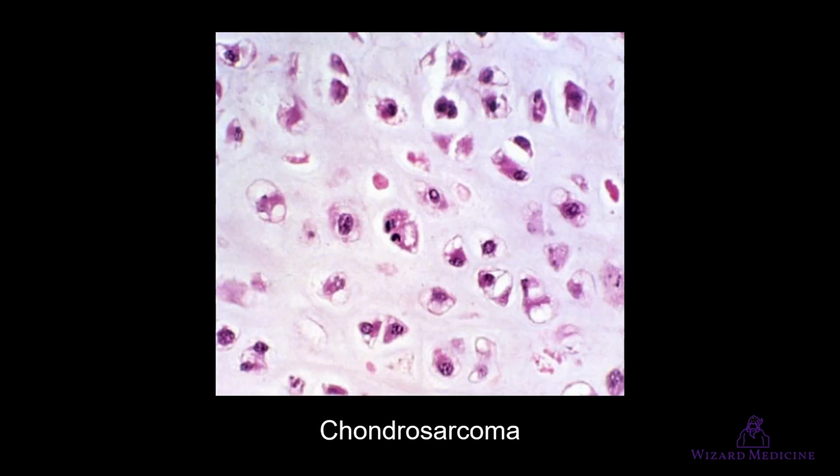This is an example of a chondrosarcoma. You can see this bluish matrix, which is typical for cartilaginous tissue. However, the chondrocytes are quite atypical. And the presentation for this would involve an older patient perhaps with a growing lesion in the thigh with pain and calcifications visible on X-ray.